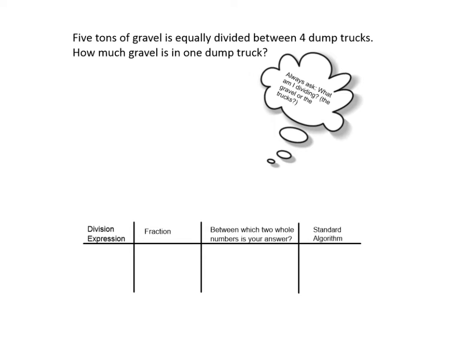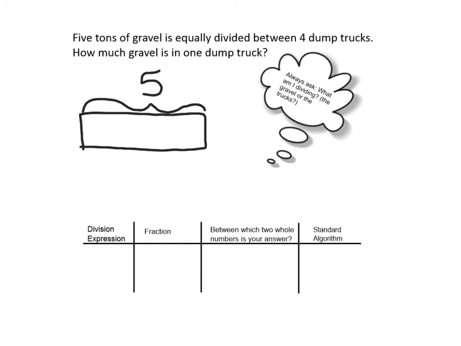Similar question. I have 5 tons of gravel equally divided between 4 dump trucks. How much gravel is in 1 dump truck? Remember, ask yourself, what am I splitting? What am I dividing? The 5 tons of gravel or the 4 dump trucks? I'm splitting the 5 tons of gravel into 4 dump trucks. So I'm going to split this into 4 dump trucks, which makes my division expression 5 divided by 4. And I know that 5 divided by 4 is 5/4.